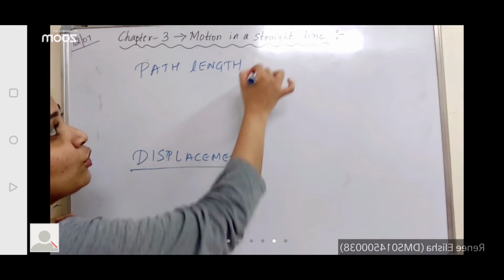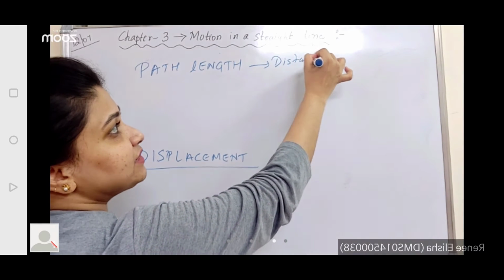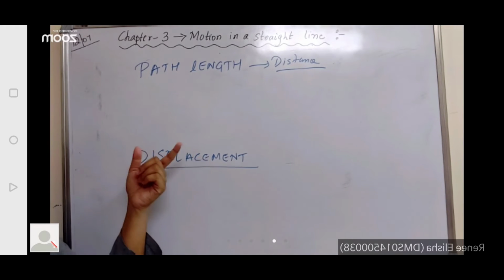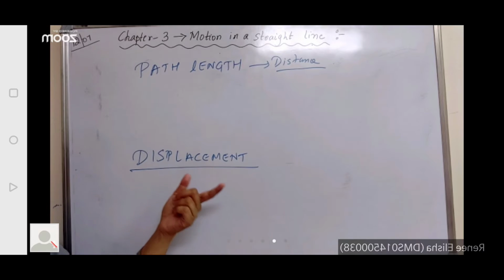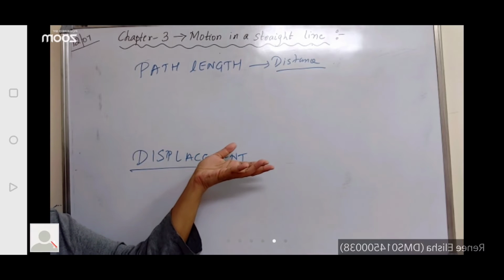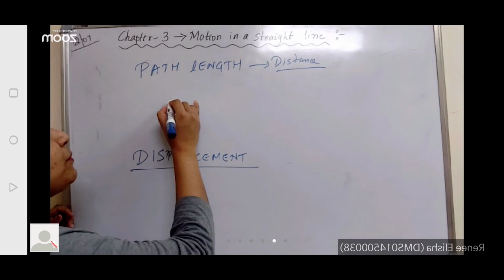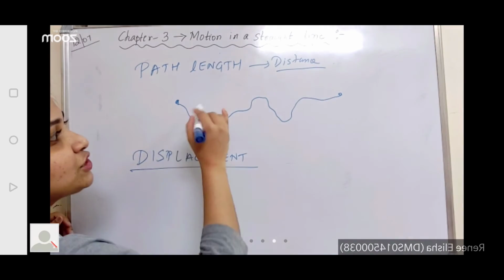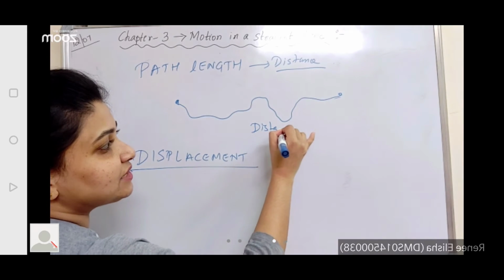Okay, path length is also called distance. Path length is nothing but the total distance that is traveled by the object. The length of the path covered by the object in a given time interval is called path length, or its distance, basically the distance that an object is traveling. So how much is this object covering the path? This is called distance. So path length is nothing but distance.